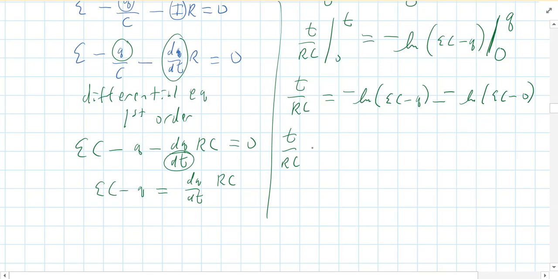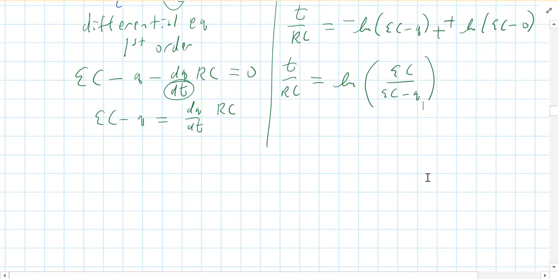So t over RC equals, you end up with natural log of, now we're going to use our log rule. So this becomes positive. So you've got natural log of EC minus natural log of EC minus Q, which becomes natural log of EC over EC minus Q. Okay. And we want to determine Q. We want to solve this for Q and get Q by itself.